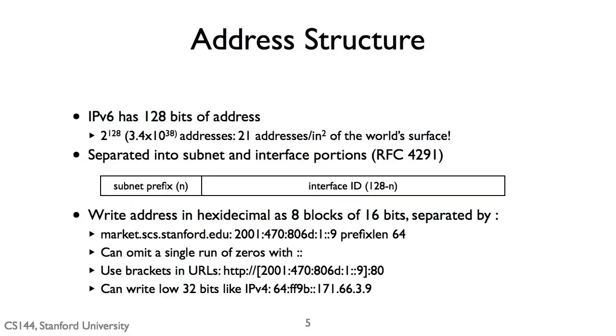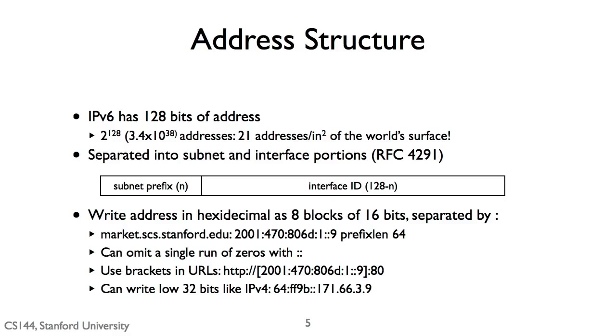So what does an IPv6 address look like? Rather than being limited to 2 to the 32, IPv6 has 128 bits of address. This is absolutely enormous, 2 to the 128, so approximately 3.4 times 10 to the 38 addresses. This means that you could have 21 IPv6 addresses per square inch of the world's surface. So at least with the idea that an IPv6 address is going to name a device, as long as we have fewer than 21 devices per square inch, we'll be able to hold up, at least on the Earth. Of course, it might well be that these addresses are used for more than that, but still.